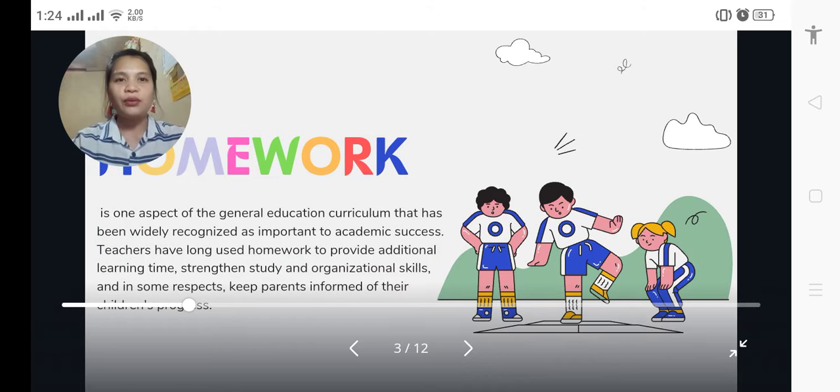Okay, so homework. This is the coverage of this discussion. What is the importance of homework, or what is homework? Homework is one aspect of the general education curriculum that has been widely recognized as important to academic success. Teachers have long used homework to provide additional learning time, strengthen study and organizational skills, and in some respects, keep parents informed of their children's progress.